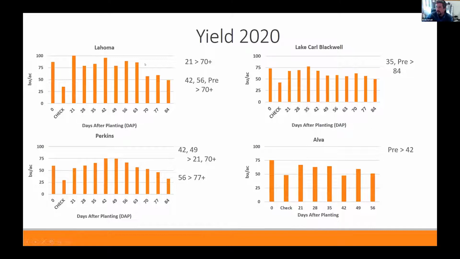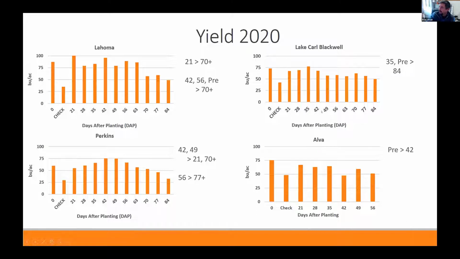Up here at Lahoma, a little bit drier, we see that this range right here, the 21 to about the 42 day time frame, is a really good time frame to be getting nitrogen on at those locations, doing just as good as the pre-plant, if not better. That's about 80, 90 bushel, everything's going there. Waiting past 60 is getting a little bit too much for my taste.